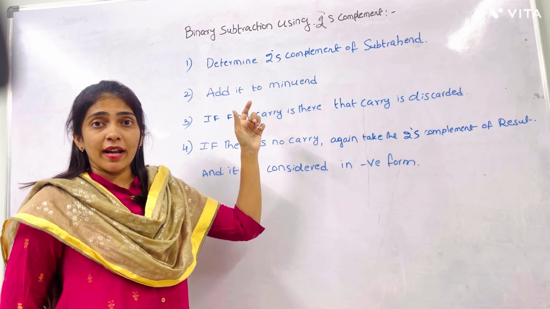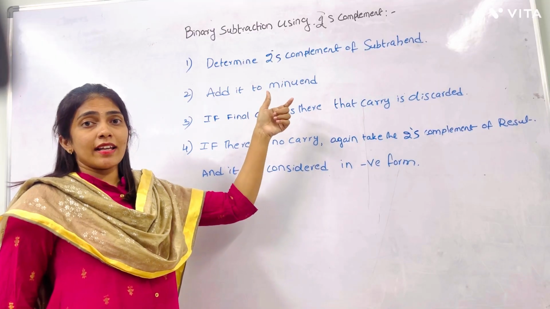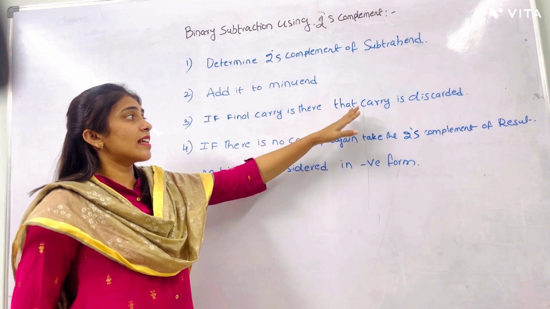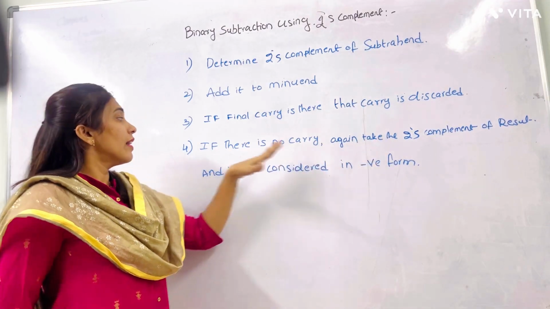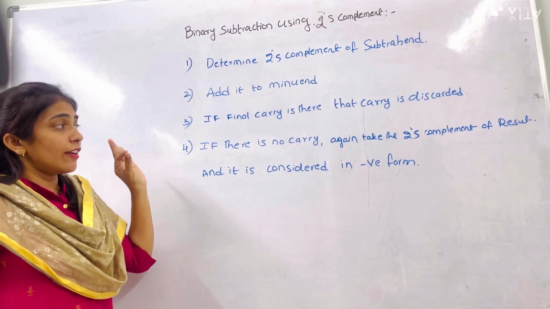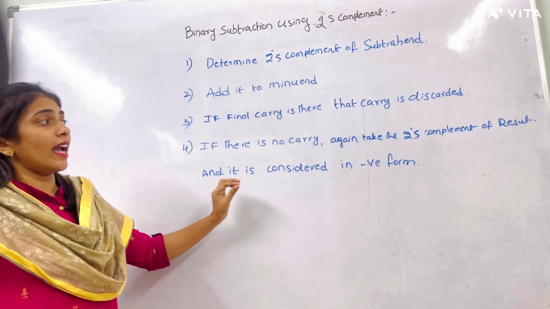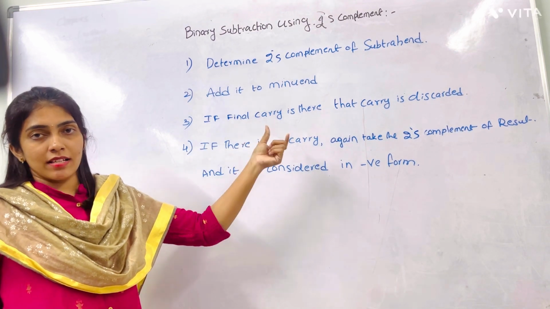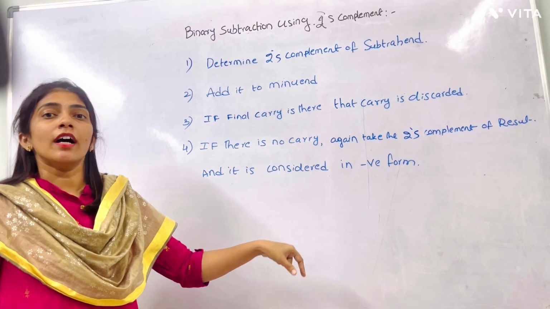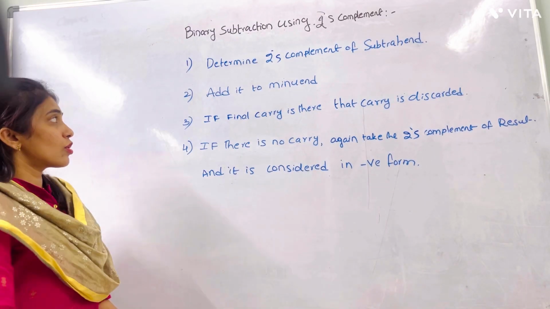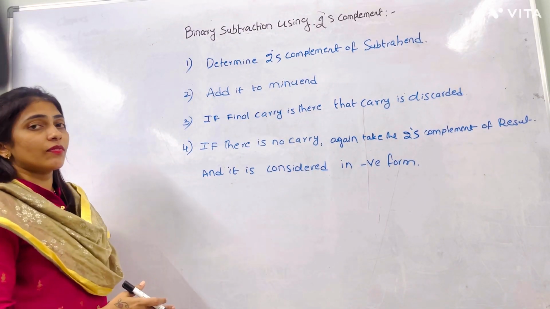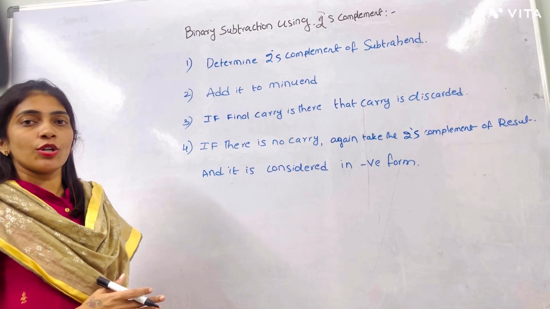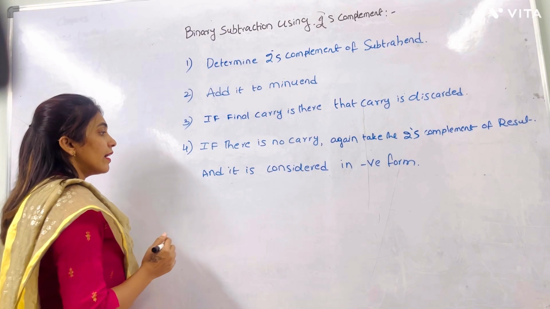In 1's complement, final carry is again added to LSB, right? And here if final carry is there, that carry is discarded. Next, fourth point, if there is no carry, again do the 2's complement of the result, and that answer is in the form of a negative, right? So these are the 4 steps we have to follow while doing the binary subtraction using 2's complement method.